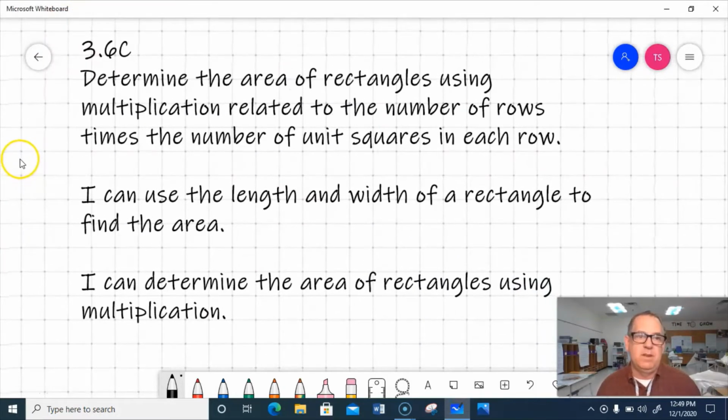Our lesson objective is 3.6c, and that's determine the area of rectangles using multiplication related to the number of rows times the number of units, squares in each row. By the end of the lesson, we should be able to use the length and the width of a rectangle to find the area. And I can determine the area of a rectangle using multiplication.